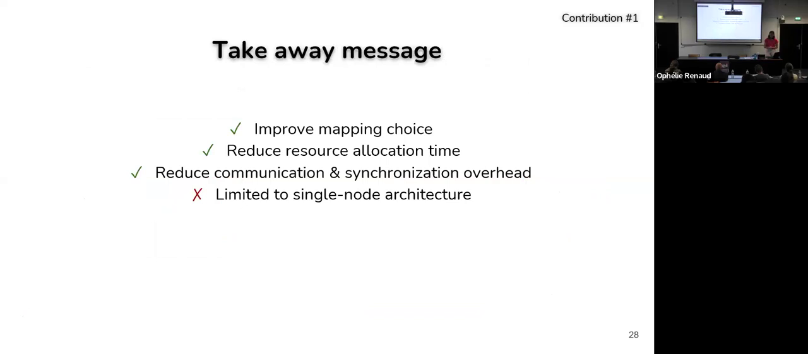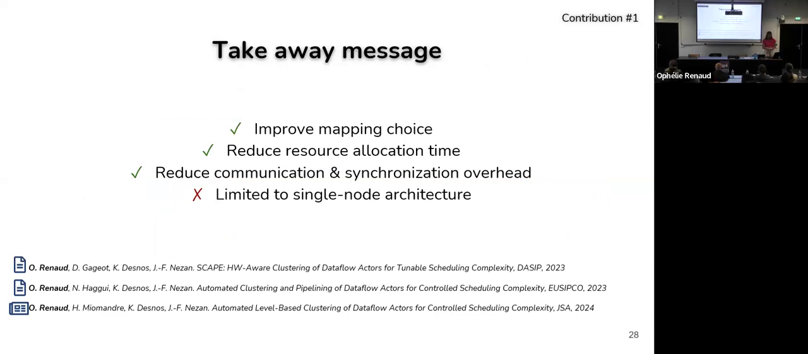So to summarize this first contribution, I introduce a clustering method to optimize resource allocation within a single node, so that it improves mapping choice, reduces resource allocation time, and reduces communication and synchronization overhead, but is limited to a single node target architecture. And the method was the subject of 3 international papers.